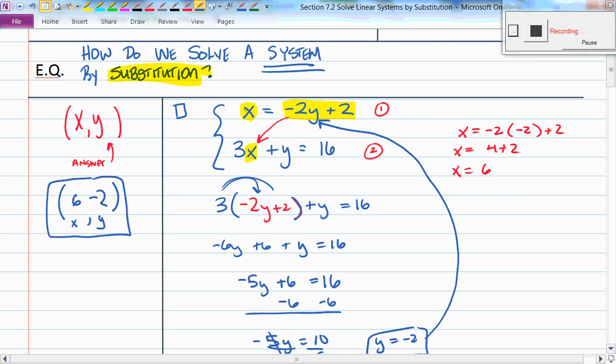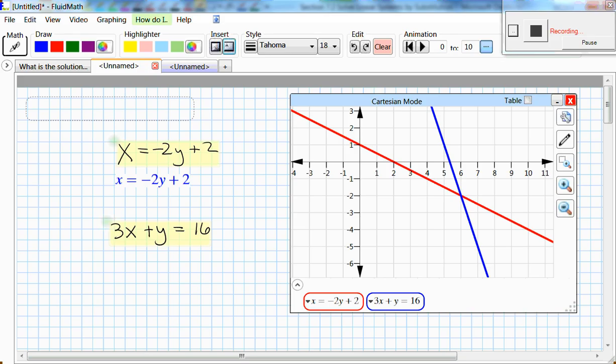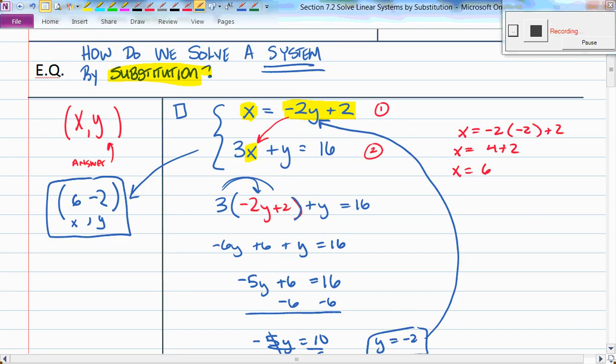So if I was to graph x equals negative 2y plus 2 and 3x plus y equals 16 simultaneously on the same coordinate plane, I would expect that these lines would intersect at the point 6 comma negative 2. So here's what I can do. I can go to Fluid Math and enter x equals negative 2y plus 2 and 3x plus y equals 16, and you can see right here at 6 comma negative 2 is the one spot that they share in common. So that means that my solution to the system is indeed 6 comma negative 2. And that's the whole idea about substitution.